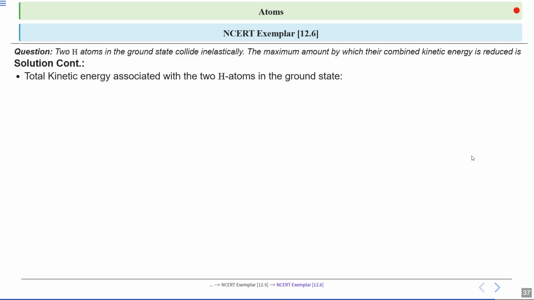First, let's consider the total kinetic energy of two hydrogen atoms when both are in the ground state. The ground state is the lowest energy level an atom can have. The initial energy is calculated as 2 times 13.6 electron volts, which equals 27.2 electron volts. Here 13.6 electron volts is the energy needed to remove an electron from the hydrogen atom in its ground state, so it's also the energy associated with that state.